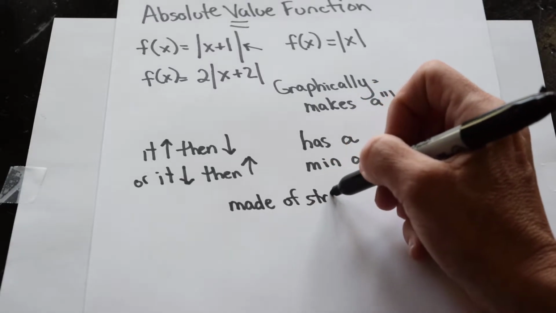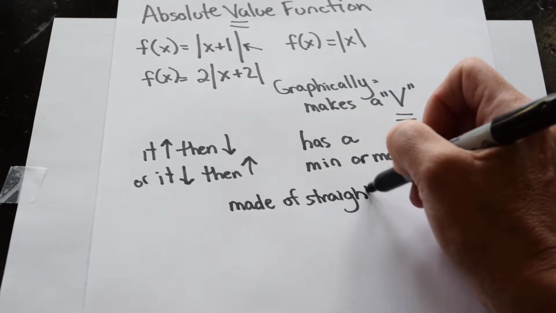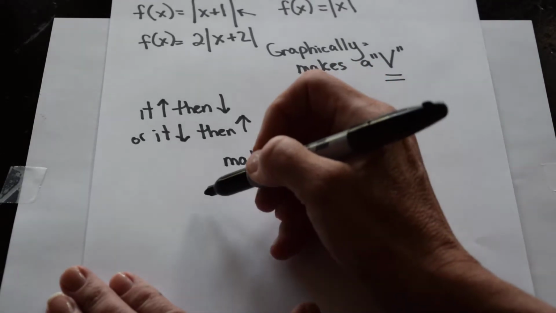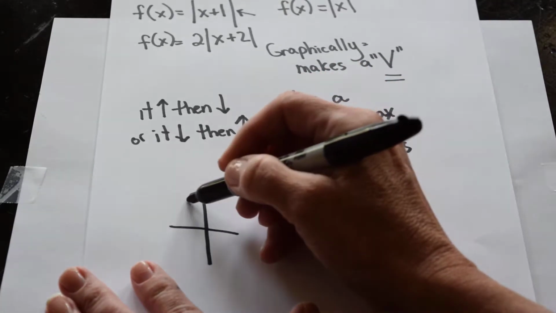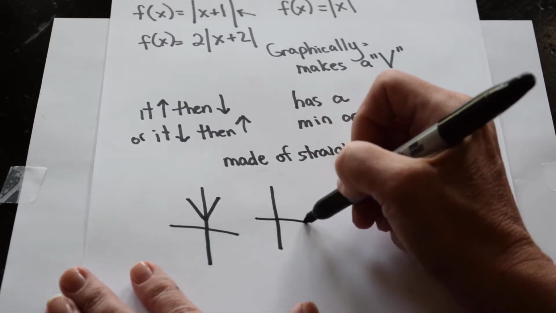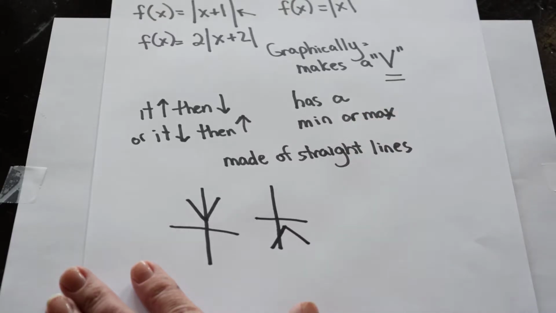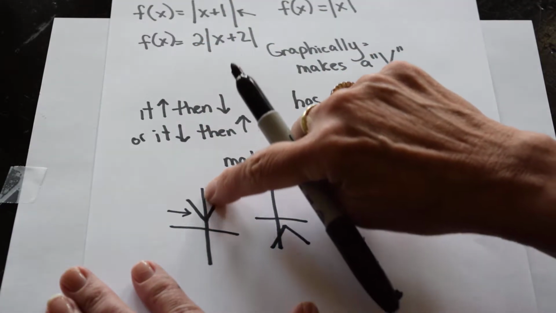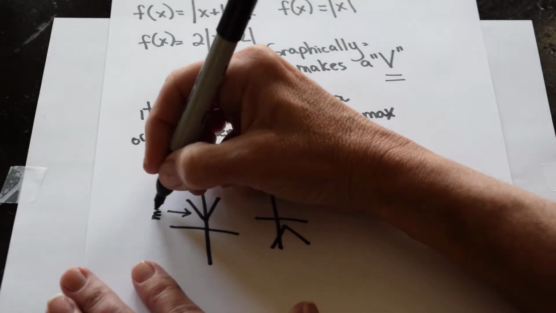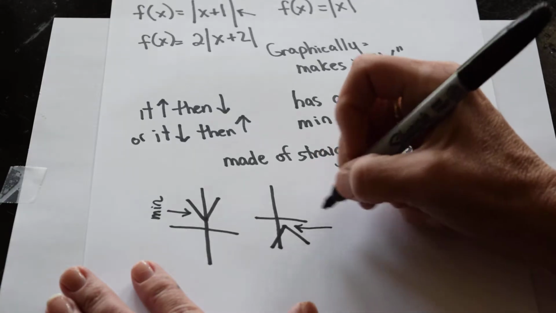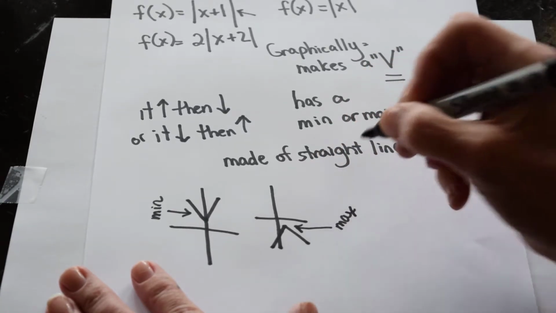Just think how you write a V. We don't write it with wussy little lines. We write it with nice, sharp, straight lines. So when we look at this, we're going to have our V like that. That's one of our absolute value functions, or we're going to have one that looks like that. And when we do this, notice everything is bigger. So this is our min, and in this case, everything is smaller. So this is going to be our max.